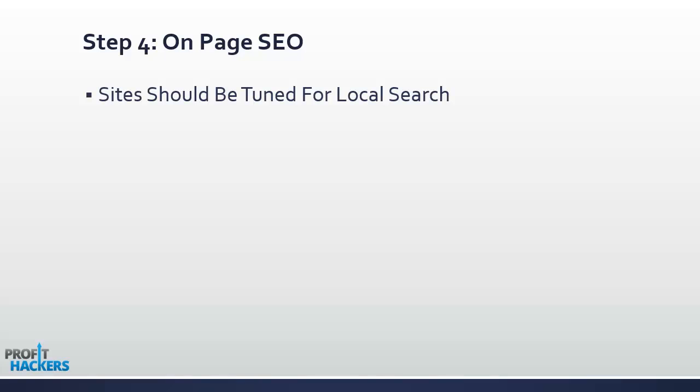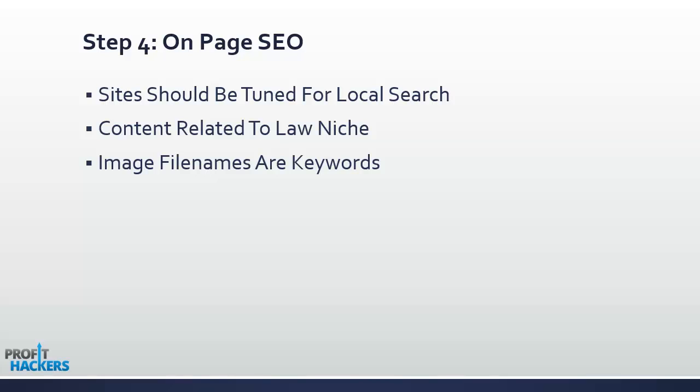We also want to make sure in the next step that we have some on-page SEO. So all our sites should be tuned for local search, and this is content related to the law niche that we're targeting. On the page, we want to make sure any images that we have, the file names, are keywords, and those are the keywords that we're targeting. And we also make sure those images contain alt tags that are also related to those keywords.